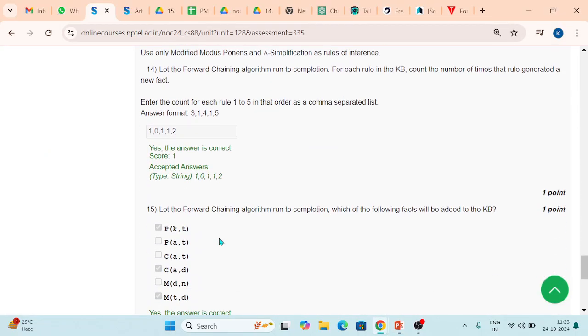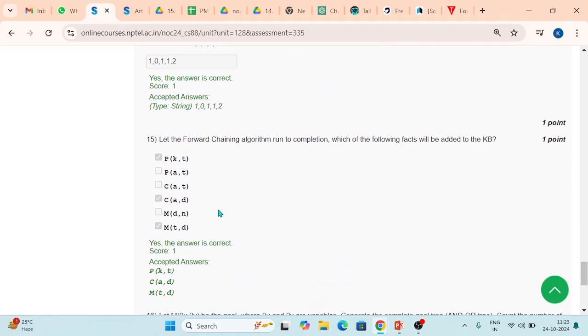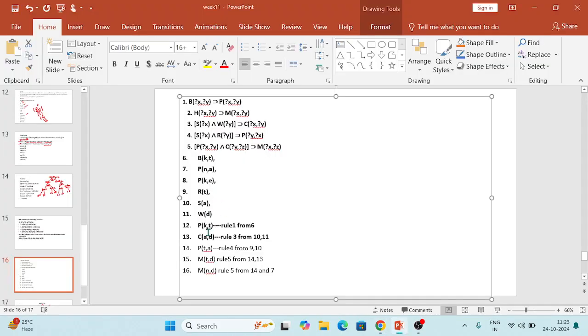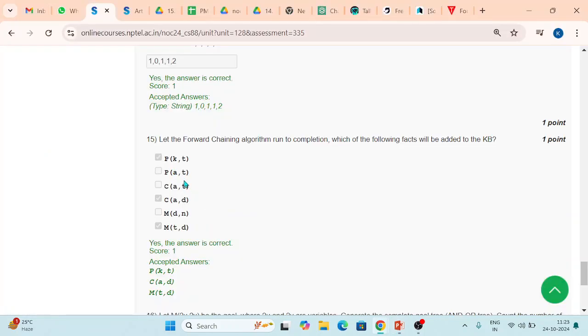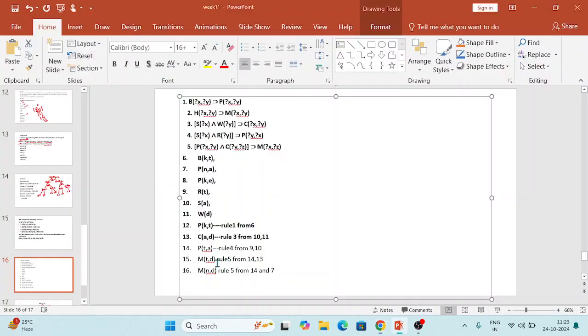Forward chain. Let the forward chaining algorithm run to completion. Which of the following facts will be added to the KB? So what are the things added? P of KT is added, and AT is not there. C of AD is there, and M of DN is not there. ND is there, not DN. You should be very careful here.